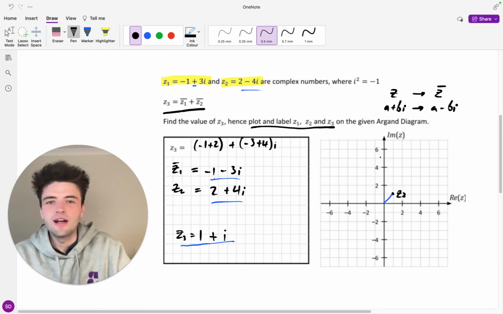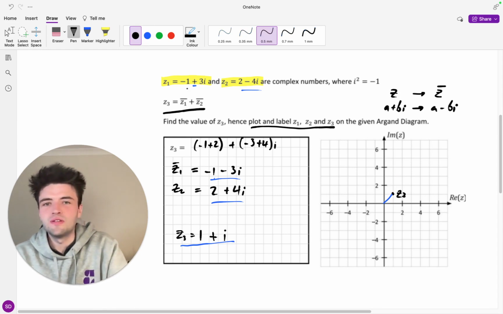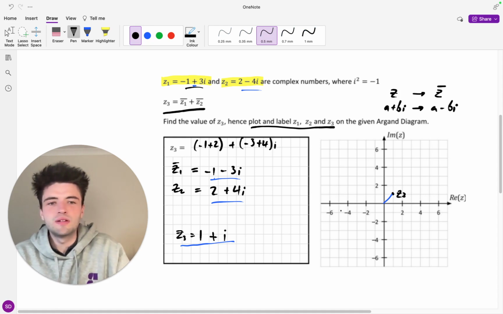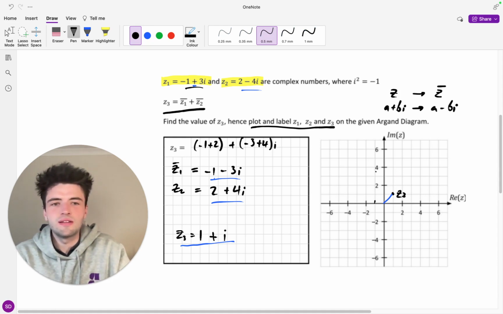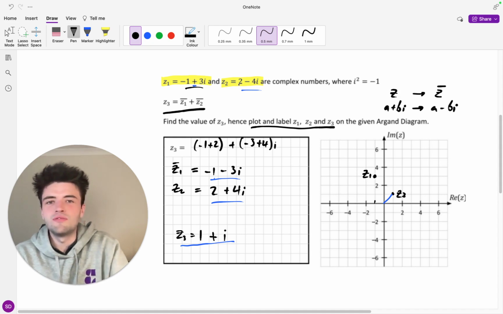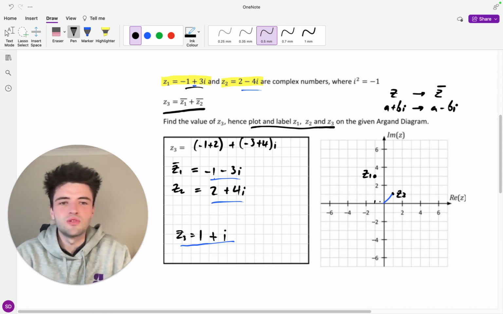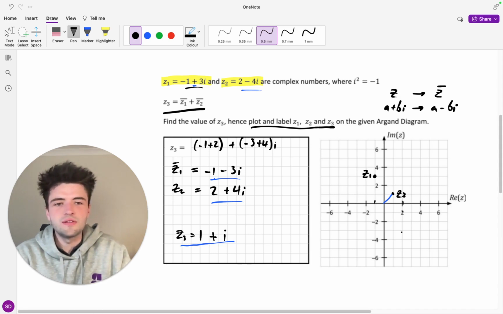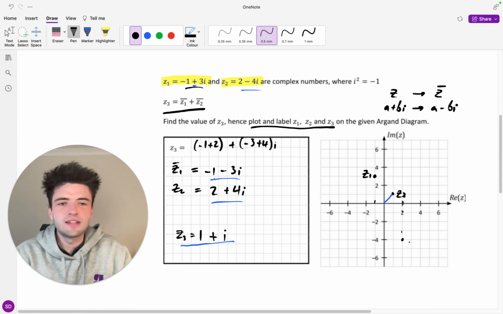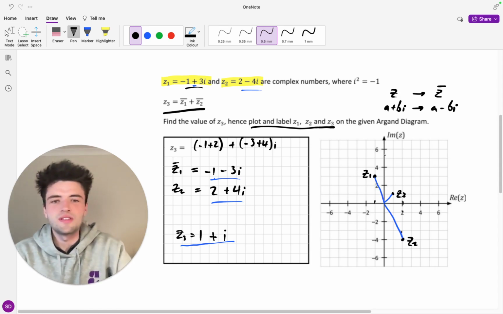And now for z1 and z2, we can simply just use what they gave us in the question. So minus 1 plus 3i is going to be up here, so this is going to be the location of z1, and then for z2 it's going to be 2 minus 4i, so we can go to 2 and then down to minus 4, and we're going to see that this is our location for z2. And so we found our three complex numbers now, and so that is going to be it for this question.